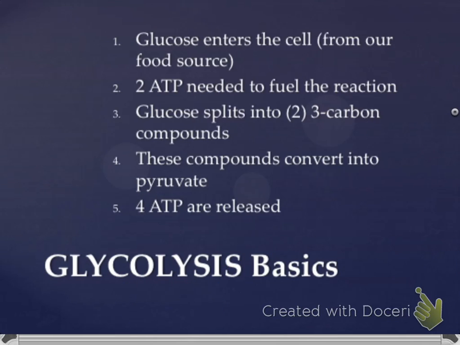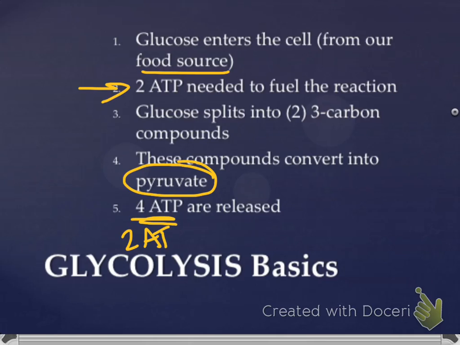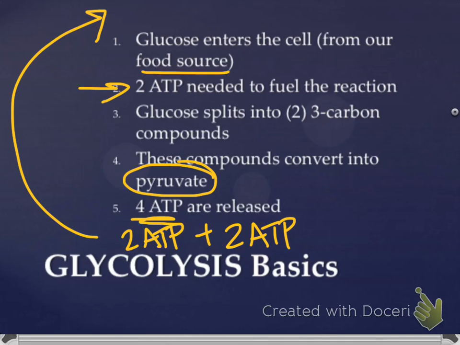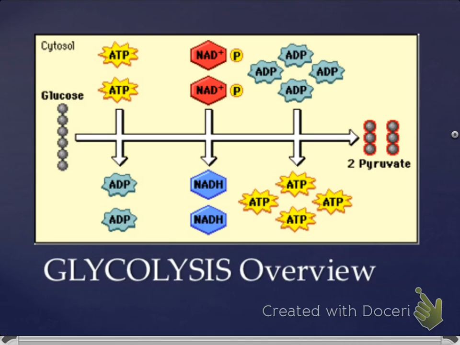So here's it in words. Glucose enters the cell from our food source, like we said. 2 ATP are needed to fuel it. And then the glucose splits into 2 3-carbon compounds. They convert into that word pyruvate I said, and 4 ATP are released. Now 2 ATP are going to go back for the next glucose, and 2 ATP go on to the next step.